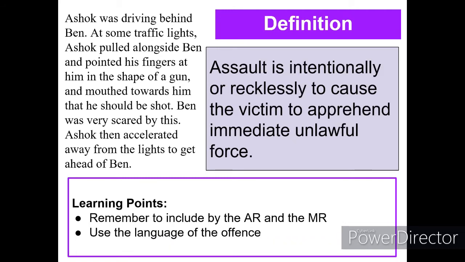So then you go on to the definition. Assault is intentionally or recklessly to cause the victim to apprehend immediate unlawful force. Just remember to include both the actus reus and the mens rea in your definition. Use the language of the offence, so 'apprehend', not 'fear'.